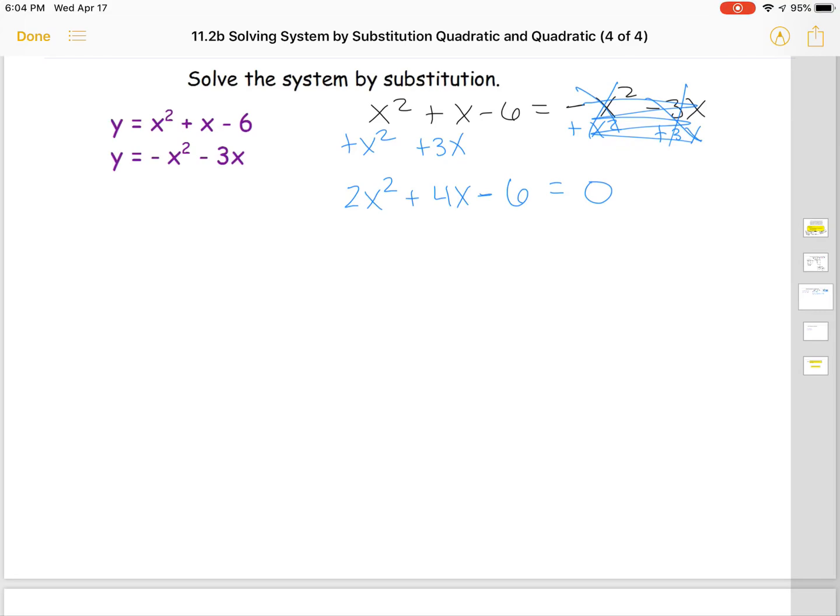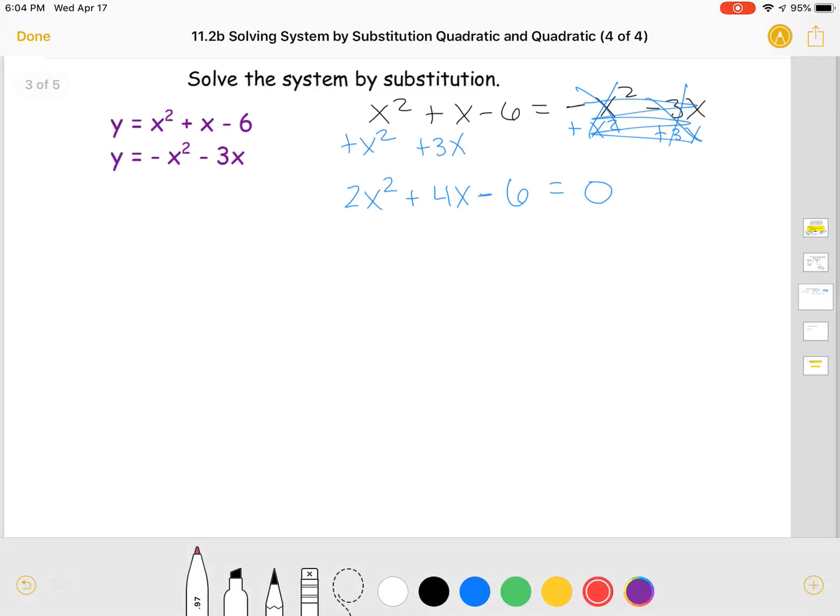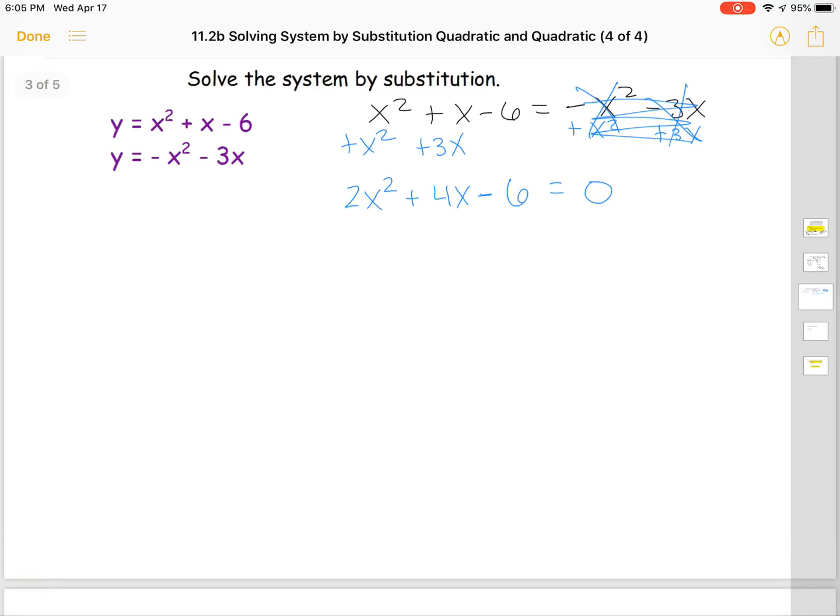It really doesn't matter. I'm going to go for my completing the square method. So I'm going to get a equal to 1. So that means I have to divide everything by 2. So x squared plus 2x minus 3 equals 0. I'm going to add 3 to both sides. x squared plus 2x equals 3.